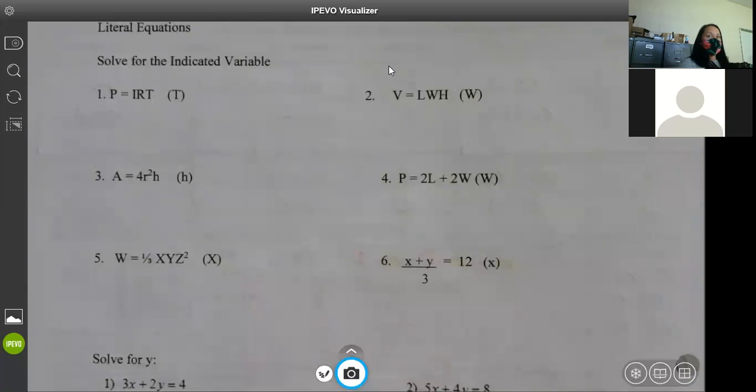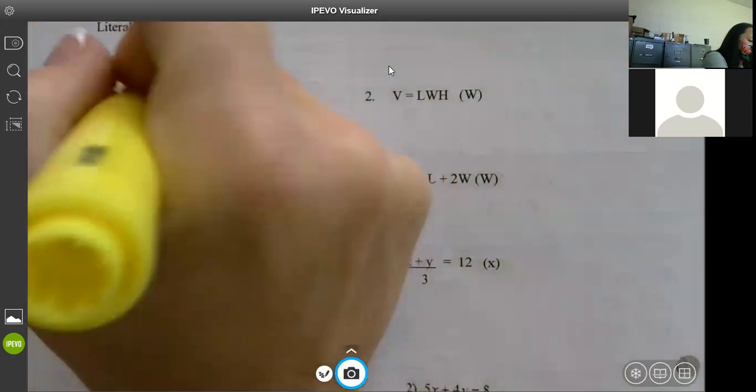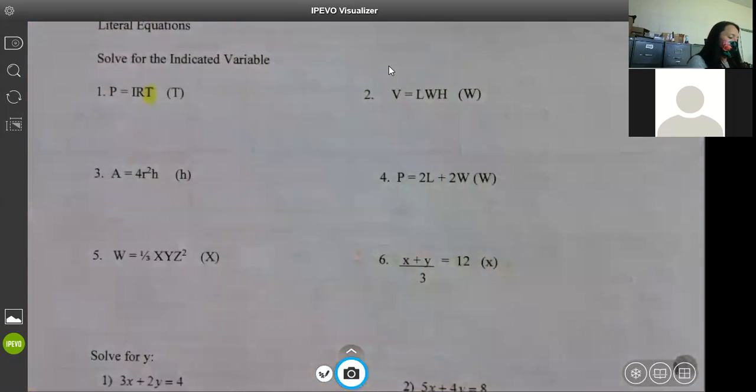All right, so it says solve for the indicated variable. In this case, the first one is asking you to solve for t. So what you need to ask yourself is what's going on in this equation. If you have variables side by side, like I, R, T, what operation is going on between them? Multiplication, right? How do we get rid of multiplication? We divide. Is everybody good with that part? What are we trying to get rid of? If we want T, what are we trying to get rid of? So we're going to get rid of that.